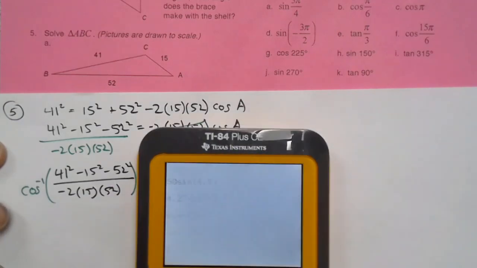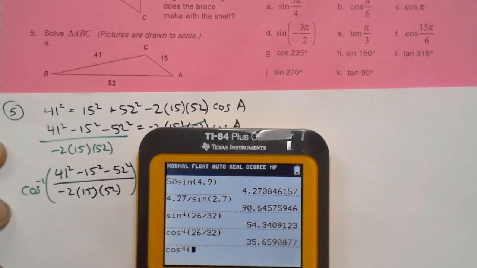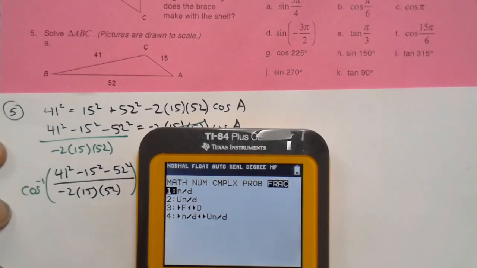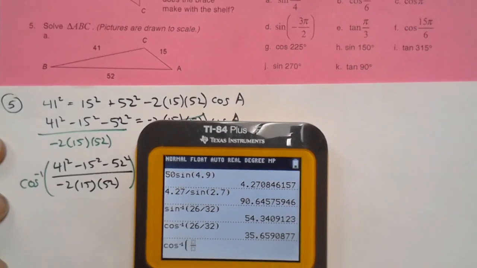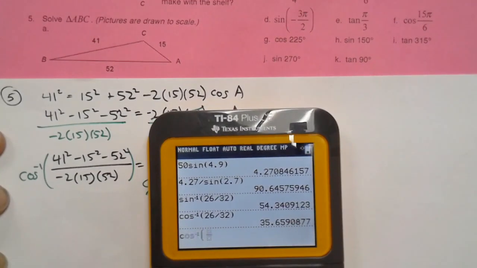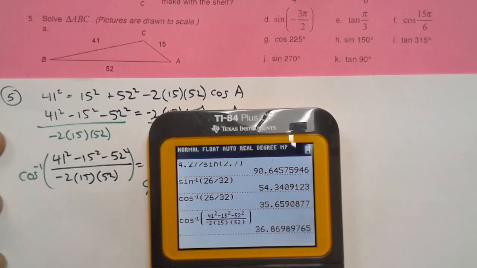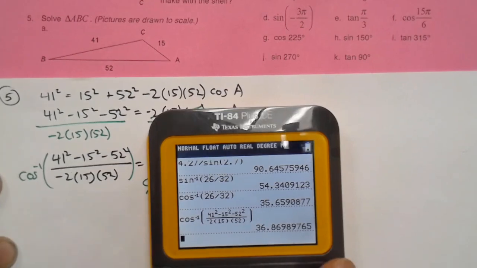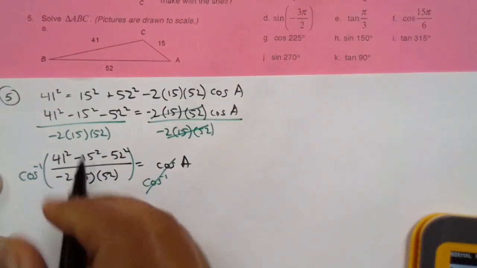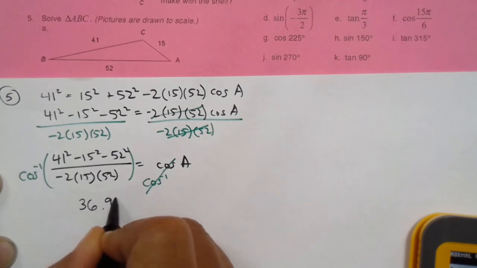So to put that in, I'm going to go second cosine, and you could put it in as a fraction if you want to. I'm going to put it in so it's a little more clearly written there, putting in 41 squared minus 15 squared minus 52 squared, all divided by negative 2 times 15 times 52. And that's going to get me approximately 36.9 degrees. So that's going to be angle A, 36.9 degrees.